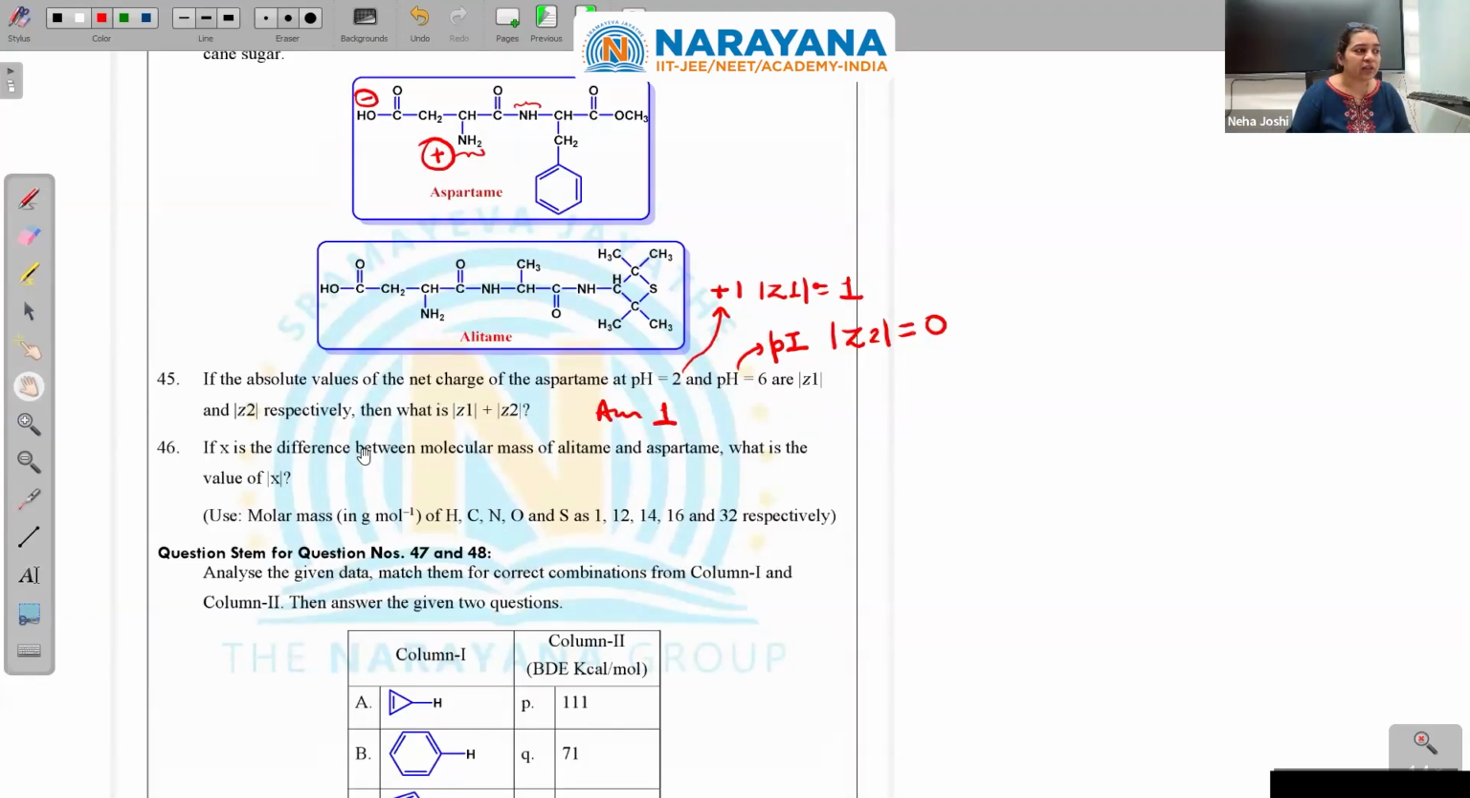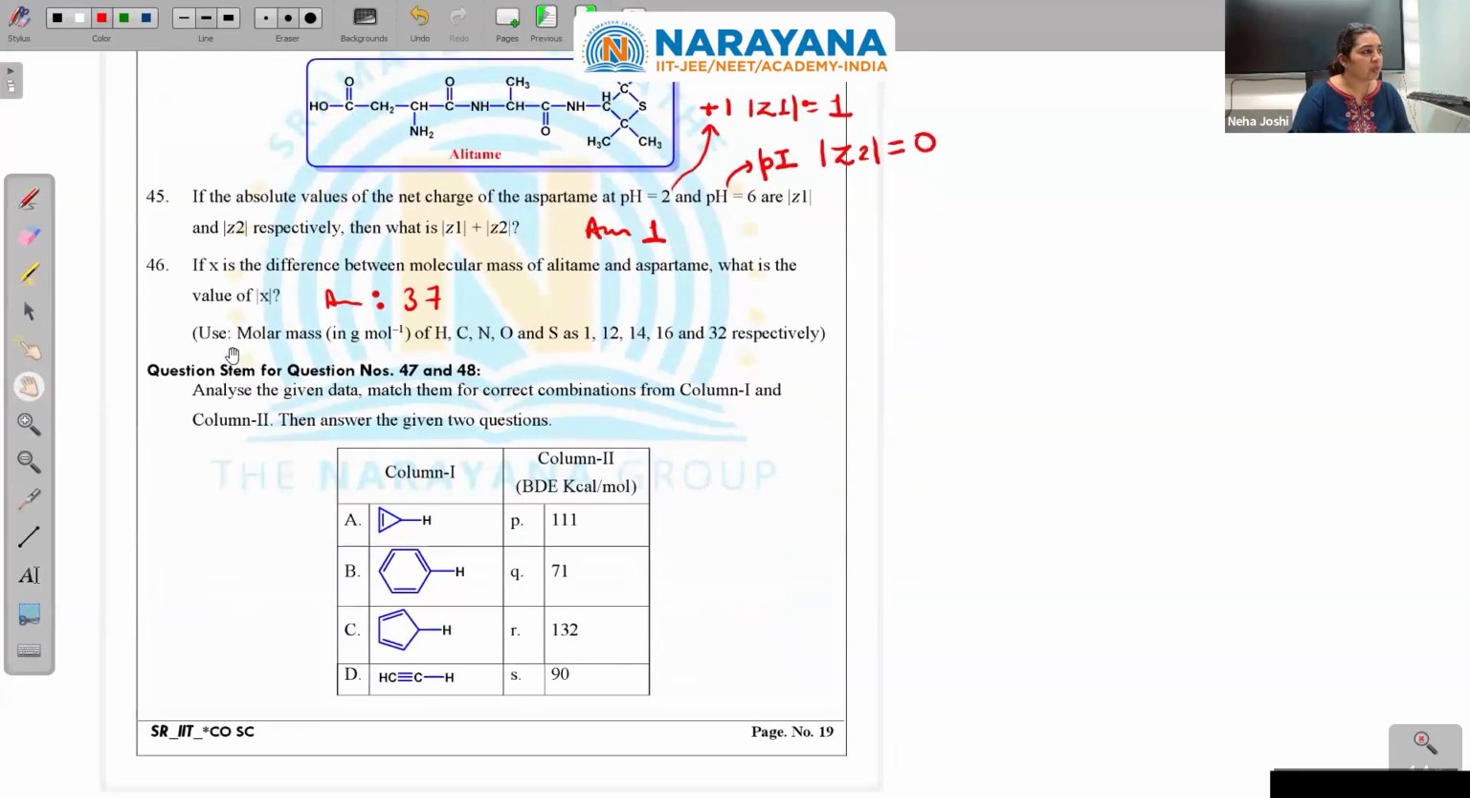If X is the difference between the molecular mass of allitame and aspartame, you have to calculate the molecular weight of both and find the answer. Okay. So what is the value of X? I don't think anyone will need help with this. So the answer is whatever is given, 37. You just have to calculate the molecular weight and solve.